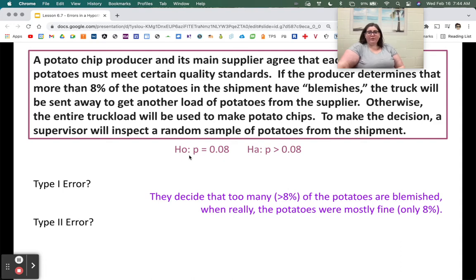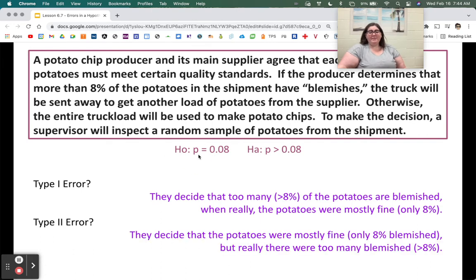So type 2 error would be the opposite, right? In the type 2 error, we fail to reject the null, meaning we pretty much decide the potatoes are mostly fine, only 8% are blemished, or I don't have evidence to think that it's more than 8%. But in reality, the null was false and our alternate was true. So we thought they were mostly okay, but in reality, there were too many that were blemished. There were more than 8%. So we thought they were fine, but they're actually not good.